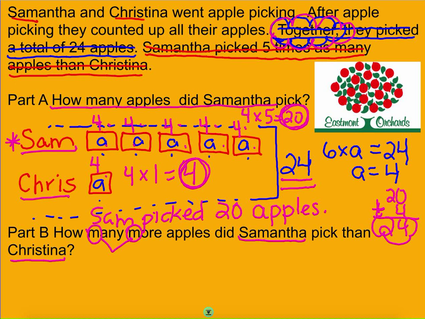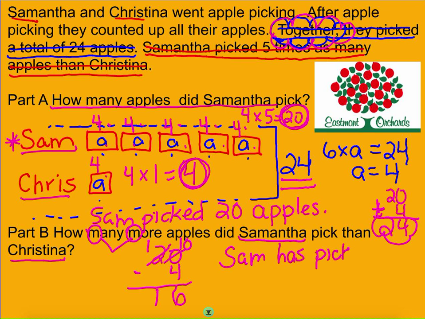So I'm subtracting. First I need Samantha's total, which is 20. And Christina's total, which is 4. Make sure we're lining it up in the ones place. And if I have 0, I can't take 4 away. So I'm going to regroup. I'm going to cross out the 2, make it a 1, and make my 0 a 10. 10 take away 4 is 6. 1 take away nothing is 1. So Samantha, or Sam, has picked 16 more apples than Christina.